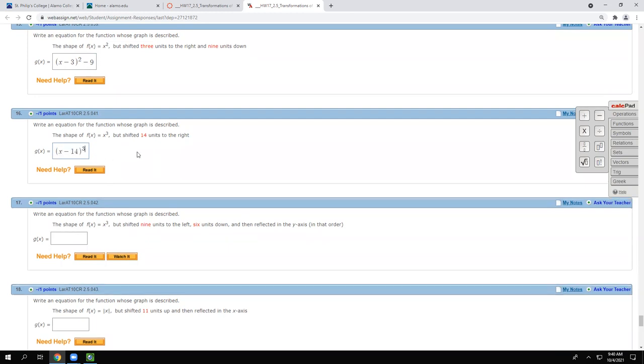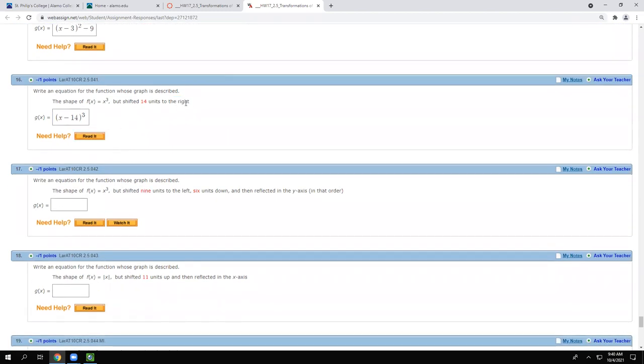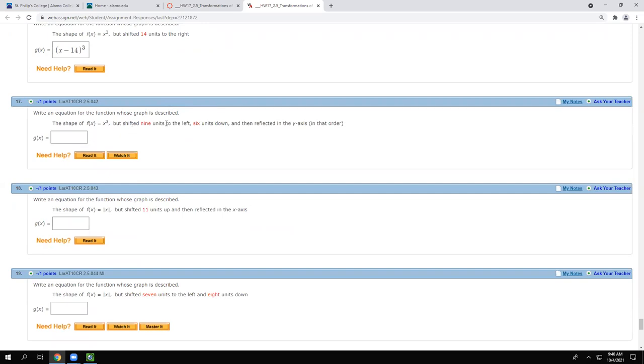Like this. When it's to the right or left, it has to go inside, right? And it's always the opposite sign. Even though it's 14 to the right, I know it's positive 14, it is negative, it's minus on the inside, okay? This one has reflect over y-axis and then reflected over.